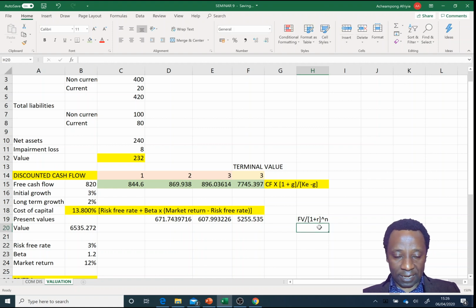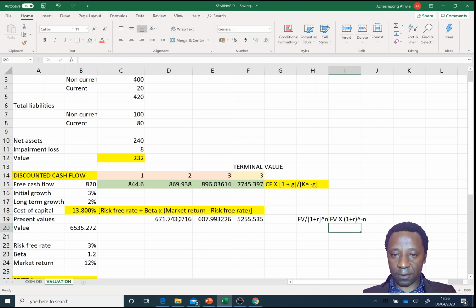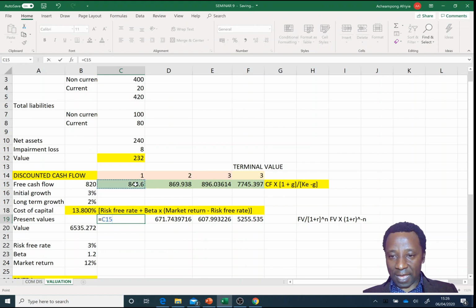But remember, I don't like that. I don't like dividing. I think multiplying is quicker. So I tend to do the future value multiplied by 1 plus your cost of capital raised to the power negative time. Okay, so that's what we're going to do now. We pick the future cash flows, so that we multiply it by 1 plus the cost of capital, and we raise that to the power of negative time.